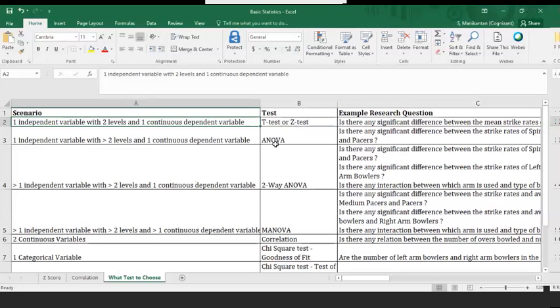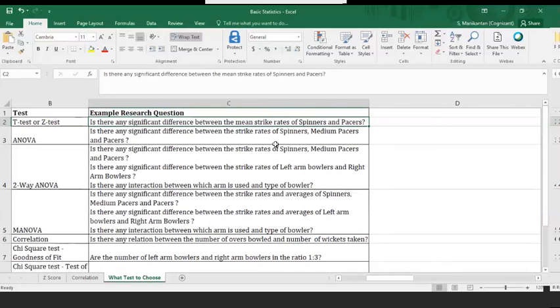Scenario 1. You have one independent variable with two levels and one continuous dependent variable. So in such a case, you go for a t-test or a z-test. This is a kind of question I would like to answer. Is there any significant difference between the mean strike rates of spinners and pacers?